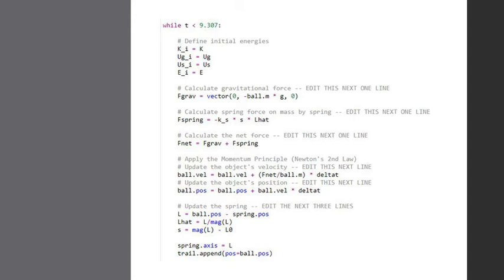we define our initial energies by setting Ki, UGI, USI, and EI all to the current energy variables. We make a vector for gravity, a vector calculating the spring force, and then we calculate our net force. Then, of course, we go through the usual, calculating the velocity and position as it updates. And then we update the spring using the same equations that we used earlier. We align the spring's axis and we draw the trail.